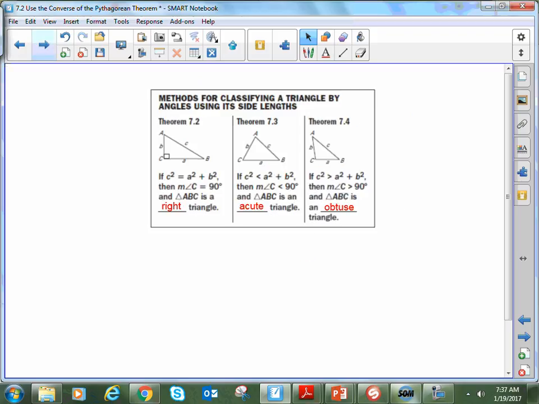So here's just a brief recap about the Pythagorean theorem. A squared plus b squared equals c squared gives me a right triangle. If c squared is less than the other two sides squared, it's acute, and if it's greater than the other two sides, it's obtuse.